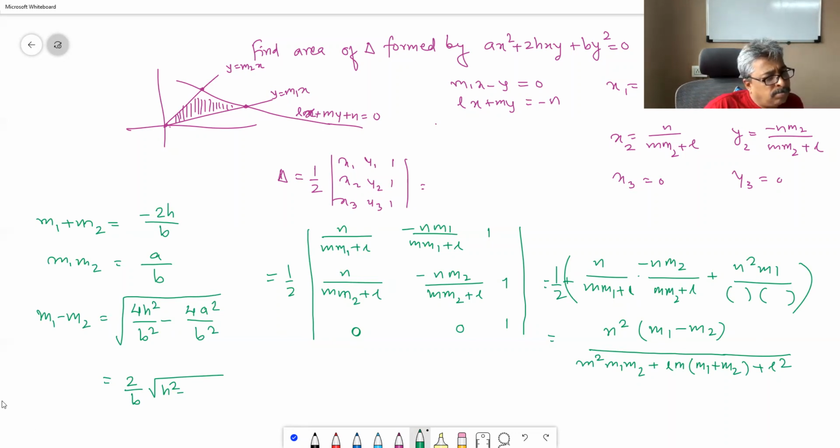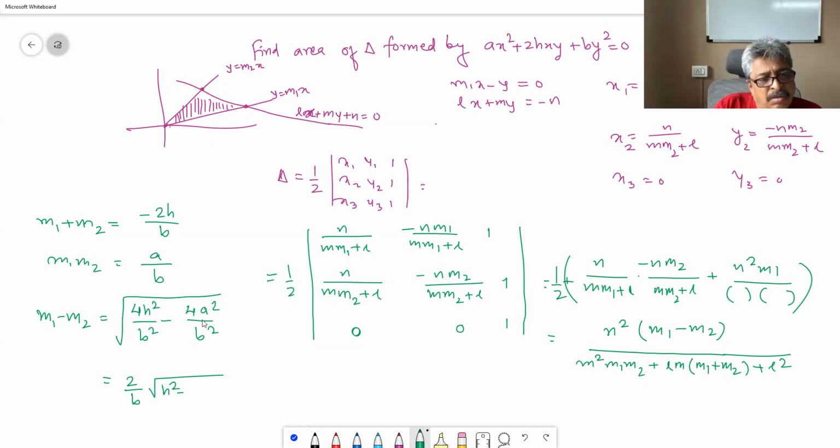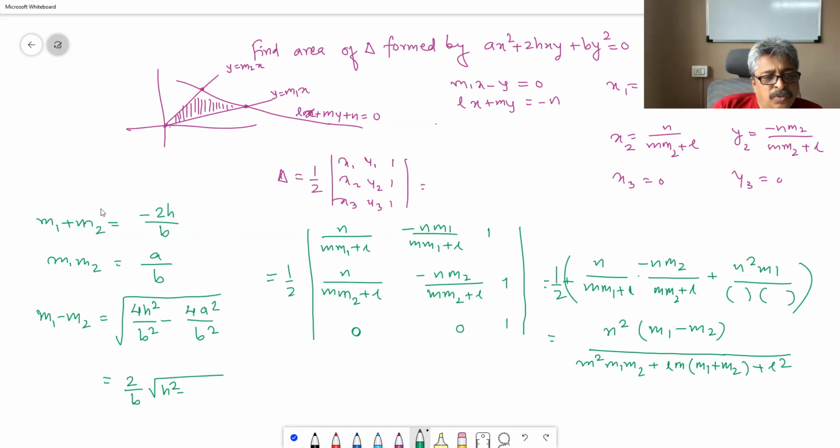Correct. So there it will not be a square b square, it will only be a upon b. Yes sir. m1 minus m2 bracket square is equal to m1 plus m2 bracket square minus 4 m1 m2. Therefore, if you take b out, then it will be ab. Correct?